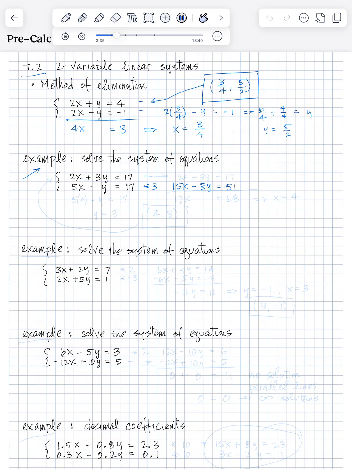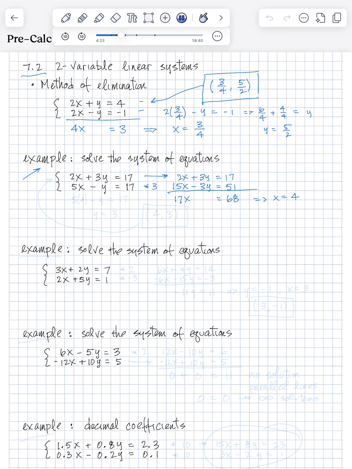Now we're going to move the top equation over, keeping everything lined up. So we're just going to write 2x plus 3y equals 17. Keeping them lined up makes it easier to add or subtract. So now we're going to add these two. So 2x and 15x, 17x. 3y minus 3y is 0. 17 and 51 is 68. So we divide by 17. That gives x is equal to 4.